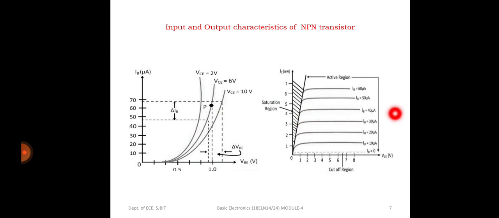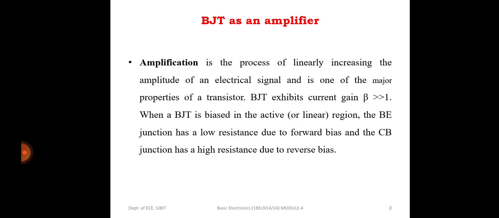So that was about the transistors. Now let us see the application. So far we studied the different types of transistors, what a BJT is, the types of BJT, and the construction and working principle of BJTs. Now let us have a look at the BJT as an amplifier.